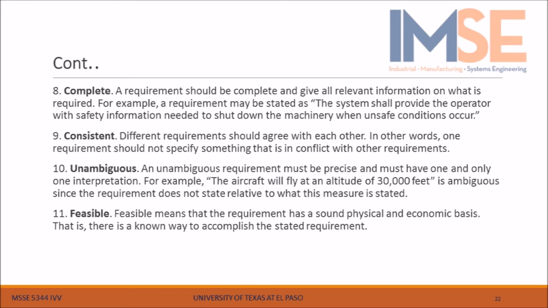Complete. A requirement should be complete and give all relevant information on what is required. Consistent. Different requirements should agree with each other. In other words, one requirement should not specify something that is in conflict with another requirement. Unambiguous. An unambiguous requirement must be precise and must have one and only one interpretation. Feasible. Feasible means the requirement has a sound physical and economic basis. That is, there is a known way to accomplish the stated requirement.